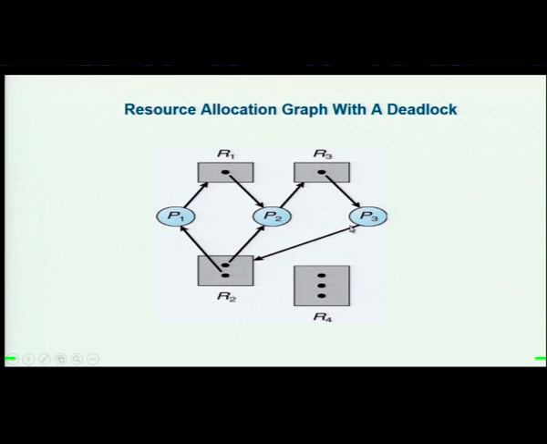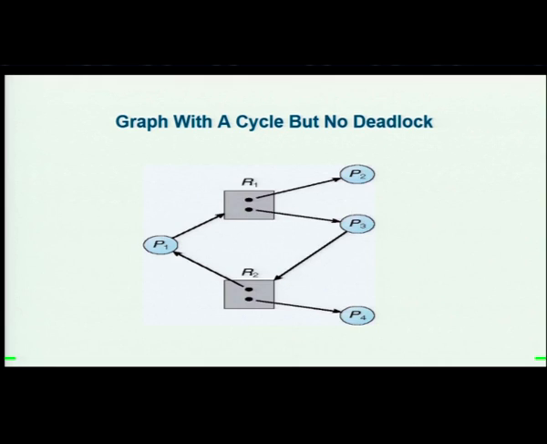A deadlock has occurred. It's very easy to see that a cycle here is very clear, and that cycle is easy to detect if the representation of your reservation register, booking register, is in the form of a resource allocation graph. Graph with a cycle but no deadlock.